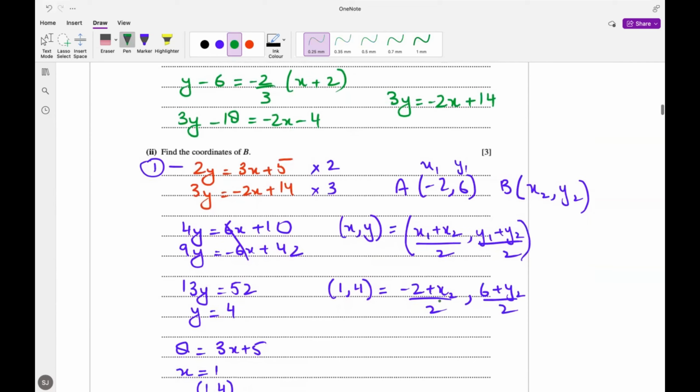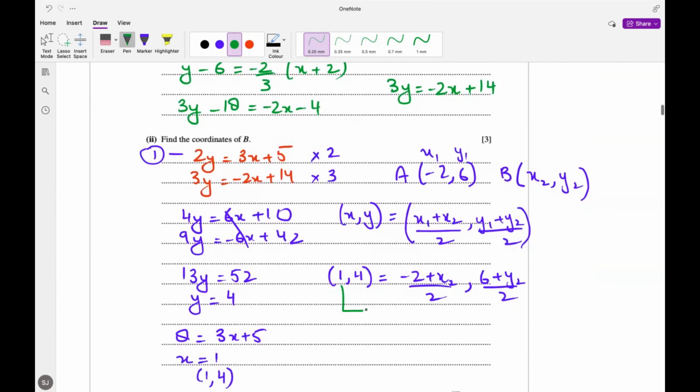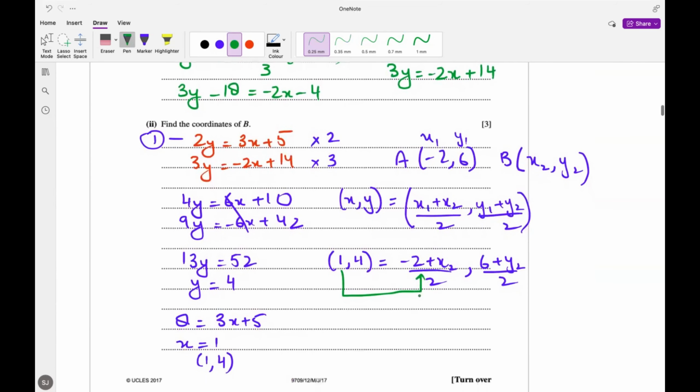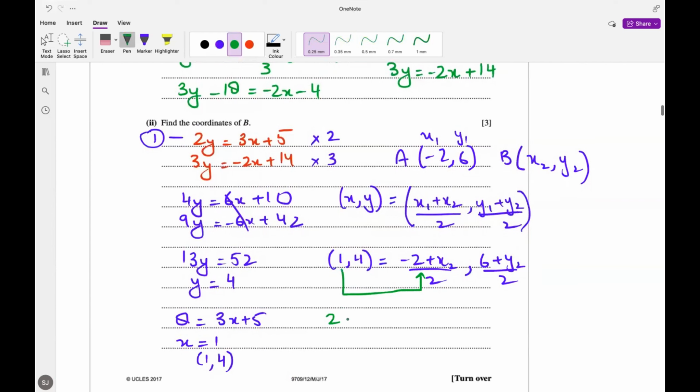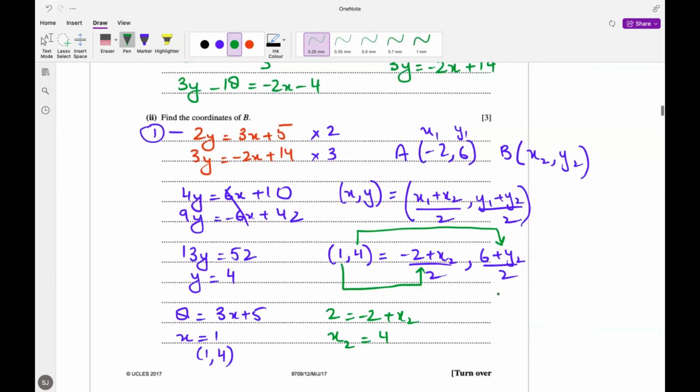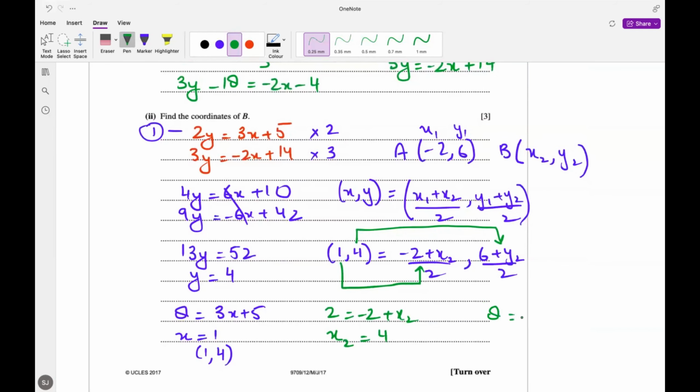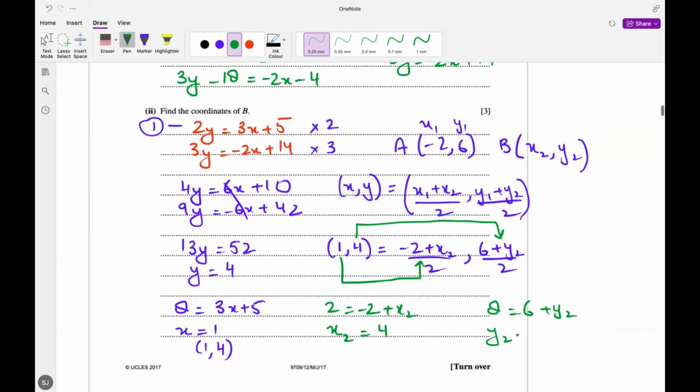To find each of these values, we'll compare 1 with minus 2 plus x2 upon 2. So this will become 2 is equal to minus 2 plus x2. So the x coordinate for B will be 4. And comparing 4 with 6 plus y2 upon 2, that will become 8 is equal to 6 plus y2. So y2 will be equal to 2. So the coordinates of B will come out to be 4, comma 2.